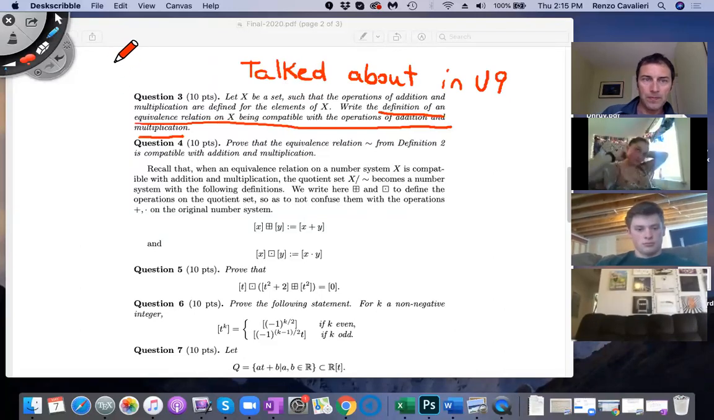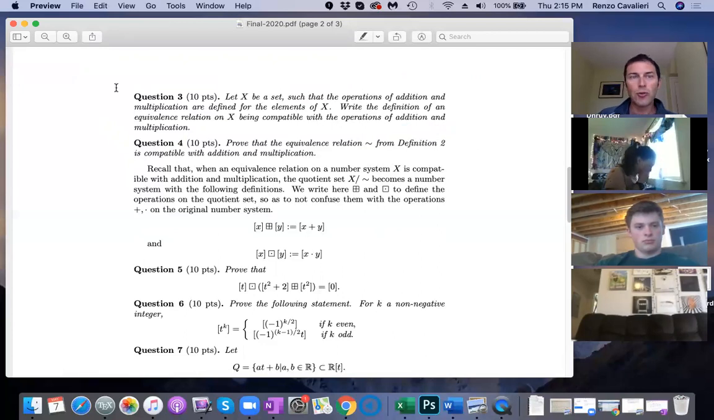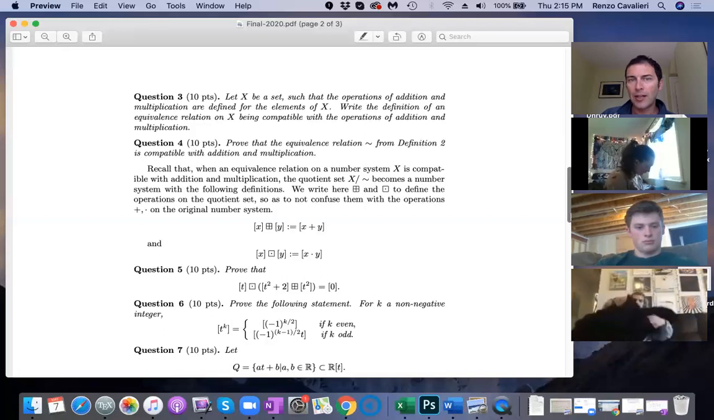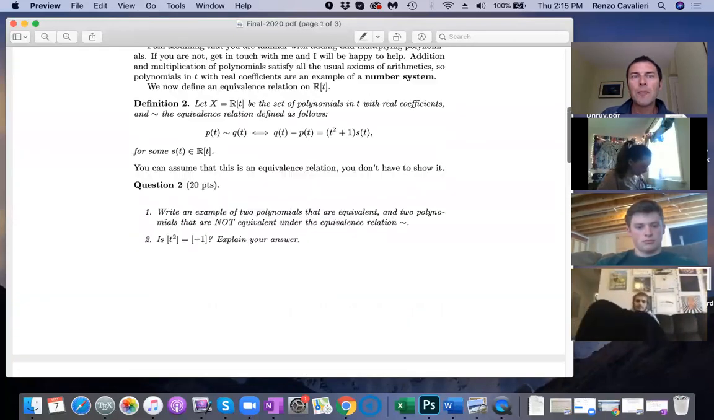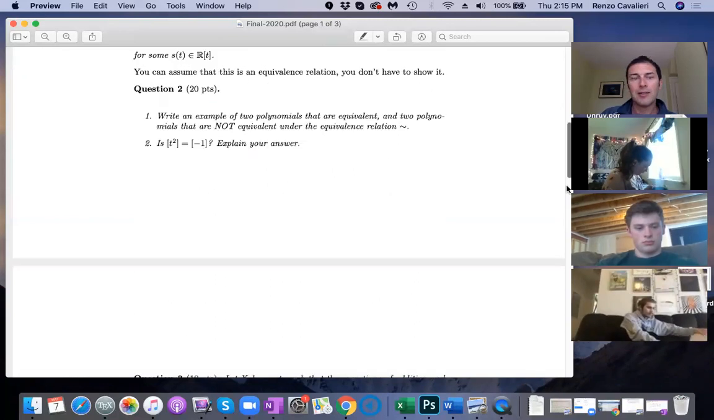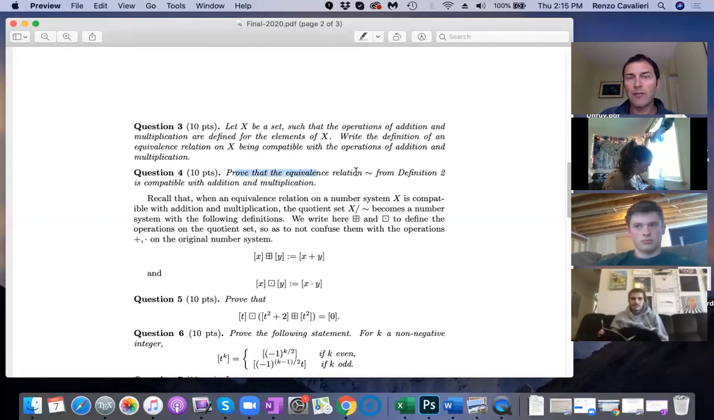Whereas in question 4, now we're saying, okay, you wrote down a definition in problem 3. Now zoom into this particular set, X being polynomials in T, and the equivalence relation is defined here. Now show me that this equivalence relation on polynomials is compatible with addition and multiplication of polynomials.